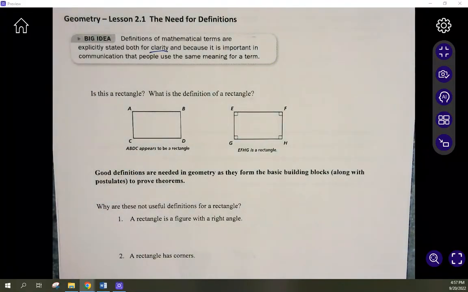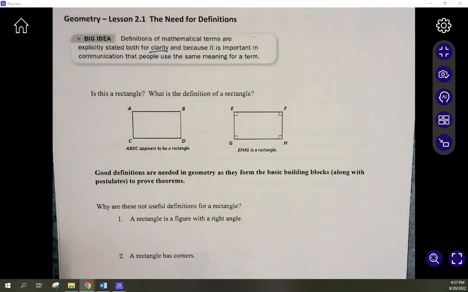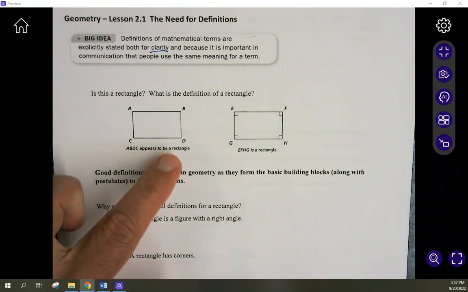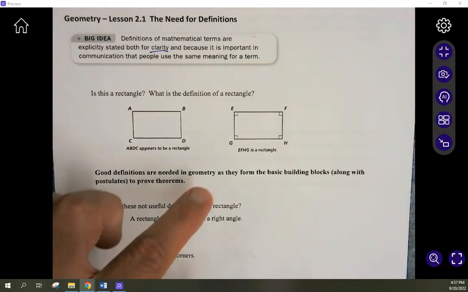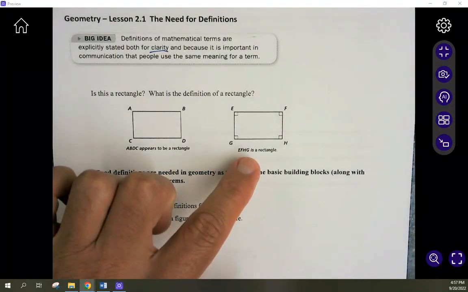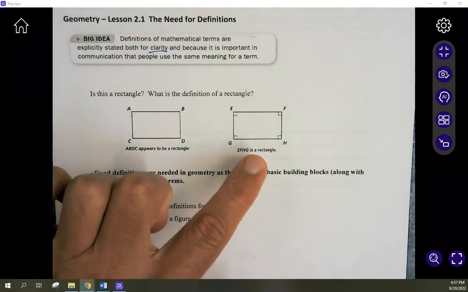When I look at this first one, I would say yes. It appears to be a rectangle. But if I then said, well, can you prove it? I might change my mind. Okay, this appears to be a rectangle. It looks like it has the characteristics that a rectangle has to have. But if you look at this one, it is a rectangle. It doesn't just appear to be a rectangle, it is a rectangle.